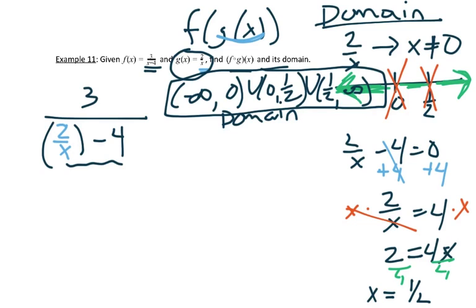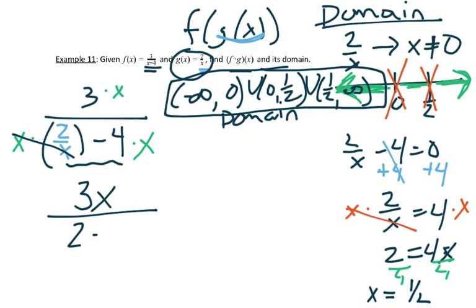Now again, we'd want to simplify this original fraction, so we'd multiply by x, multiply by x, multiply by x. That allows this to cancel out. We just don't like to have small fractions inside bigger fractions. So the top is 3x, and we'd have 2 minus 4x.